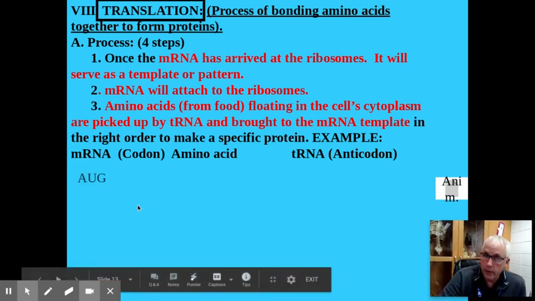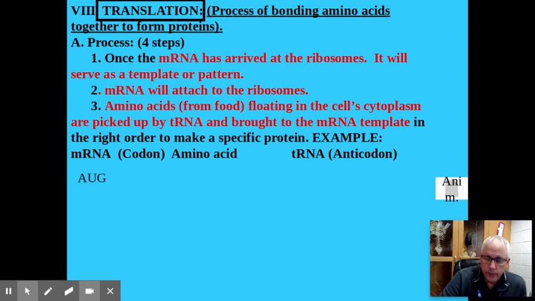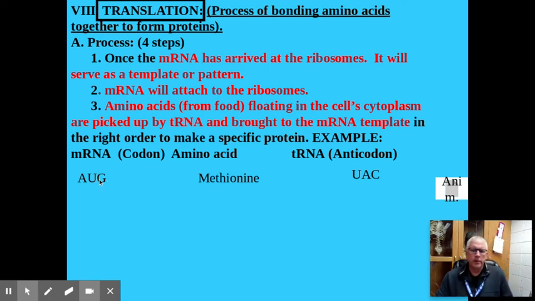So let's say we all know that the first code is always AUG, which happens to be methionine. That's what every protein starts with, okay? Now, let's look at this. What would be an anticodon? UAC. See how that works? A with U, C with G. So UAC would match AUG. So here's how this works.